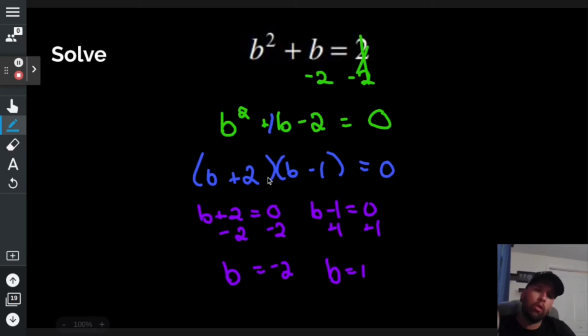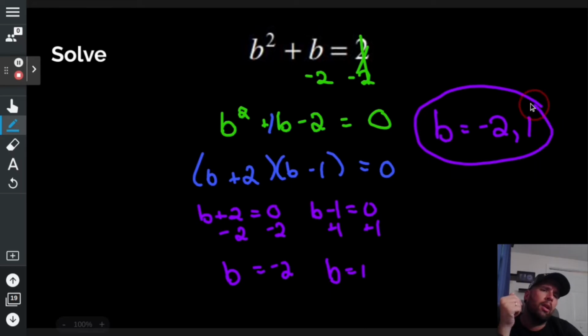So a little trick is if you're doing zero product property, and if what you have is a variable plus a number or a variable minus a number, your answer is going to be the opposite of the number in there. Okay, so I guess more appropriately, I can write this answer out as -2, 1. There you have it. That's what b is. Fun.